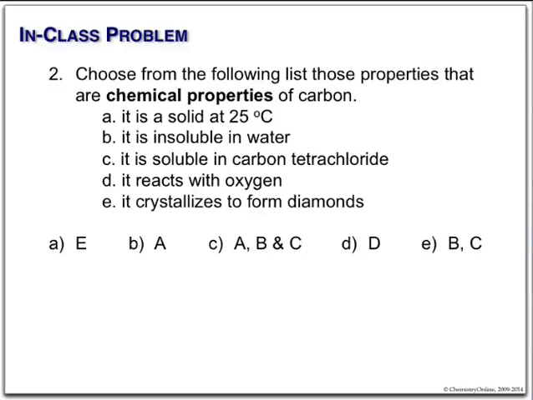Insoluble in water. Soluble in carbon tet. But it's still carbon, isn't it? Nothing happens when it dissolves, just like sugar and tea. Reacts with oxygen. Yes, that's going to be a chemical reaction. How about diamonds? Diamonds are still carbon. You can burn a diamond just like you can burn charcoal. Don't try it. D is the only example of a chemical change.